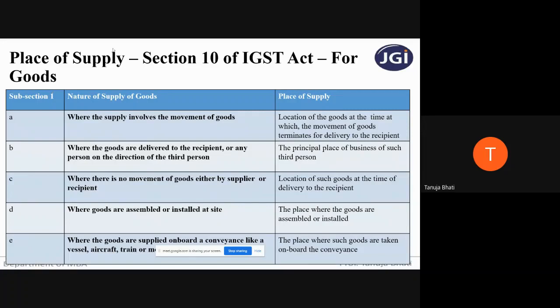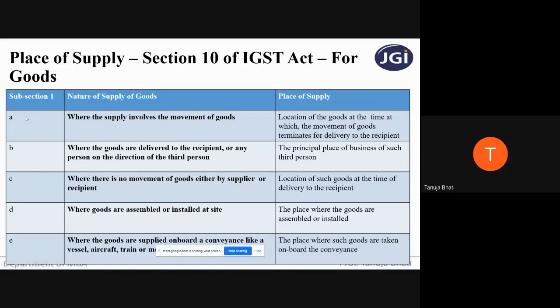So students, section 10 subsection 1, you have 5 clauses: clause A, clause B, clause C, clause D, clause E. So these are the 5 cases I was talking about. Let us see what is the nature of supply of goods and what is going to be the place of supply if it falls under this nature of supply of goods.